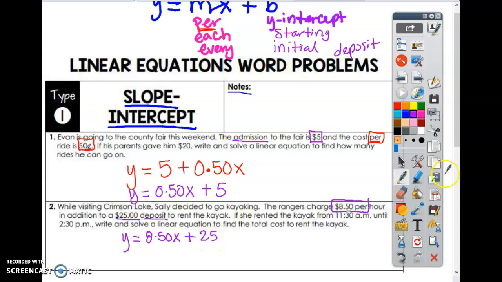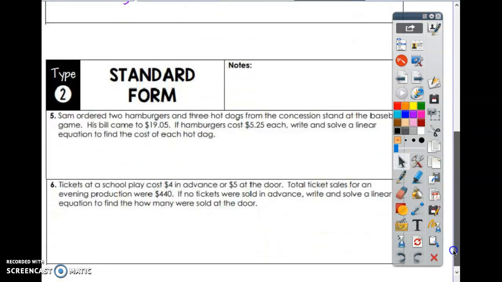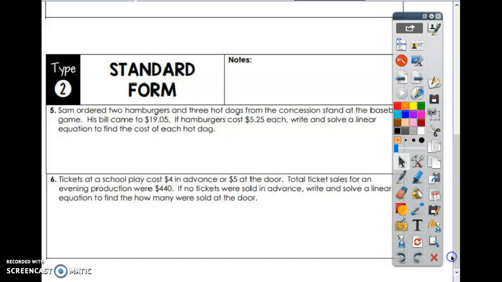Okay, so today in quizzes, you're just looking for keywords. You're looking for which one has the x, which one doesn't have the x. That'll help you out a lot. At the bottom, same thing. We're looking for keywords like per, each, every.